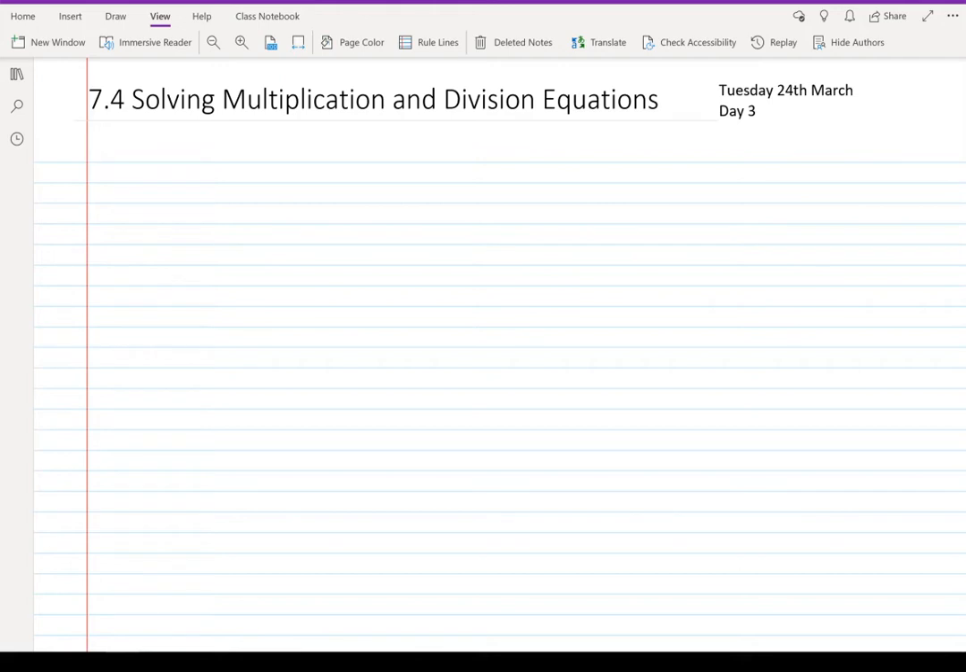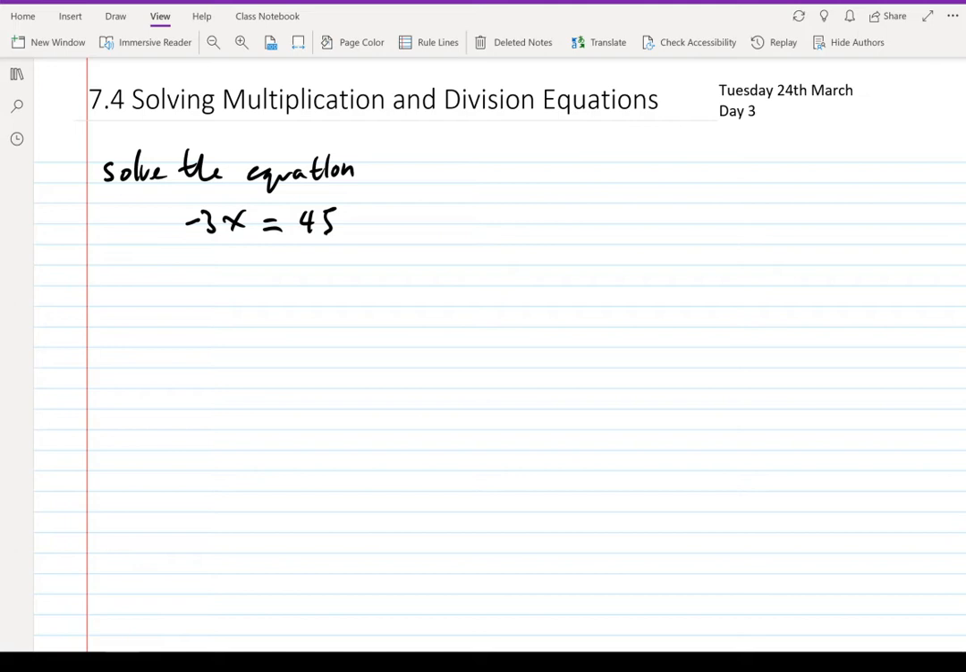So today we are moving on with solving multiplication and division equations. Yesterday we looked at adding and subtraction of equations, and today is going to be multiply and divide. So we're going to start off with a very simple example. We want to solve the equation: let's say we have negative 3x is equal to 45.